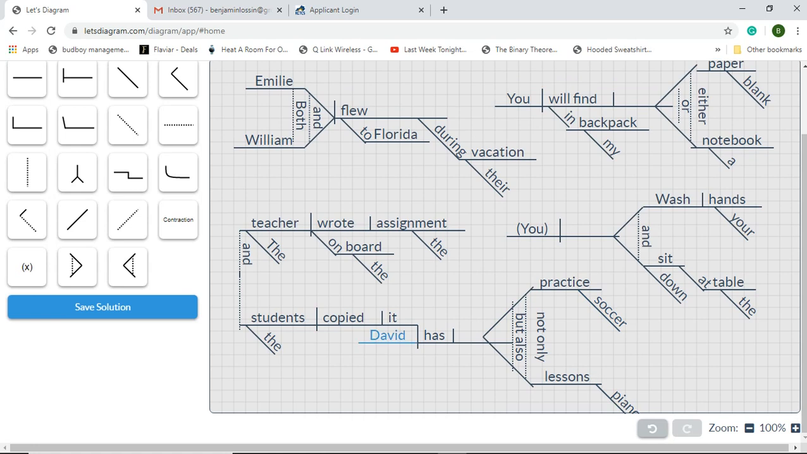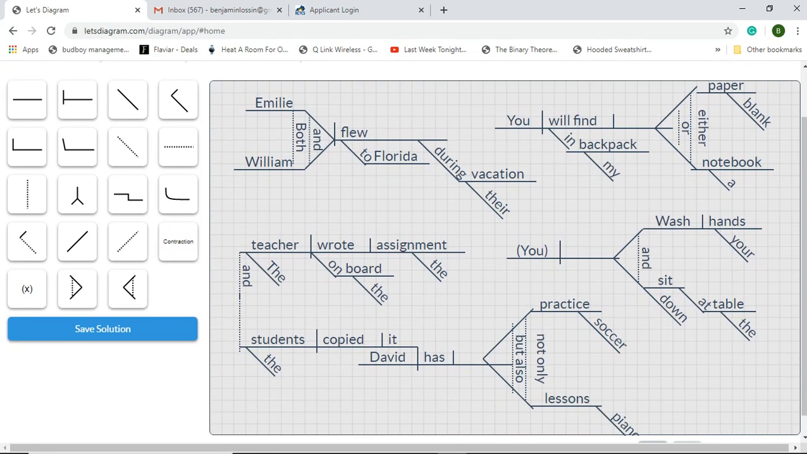Okay. So David is the subject. Has is our verb. Practice is a compound direct object with lessons. So practice and lessons are compound direct objects, right? Direct object, direct object. Not only is a correlative conjunction, but also is a correlative conjunction. Okay? Soccer is an adjective modifying practice. Piano is an adjective modifying lessons. And that's it. That's everything right there. Just take a good look at it. I know these two look like they're connected. They're not. I could probably move this up a little bit, actually. Look at that. Make that a little neater.